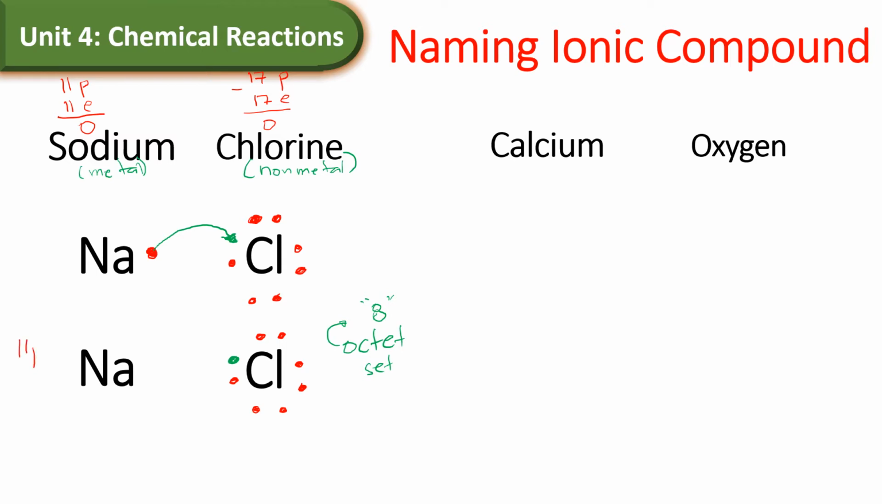There will still be 11 protons. However, there will be 10 electrons. Why 10? Because this one is given to chlorine. So you'll have a positive 1 charge.